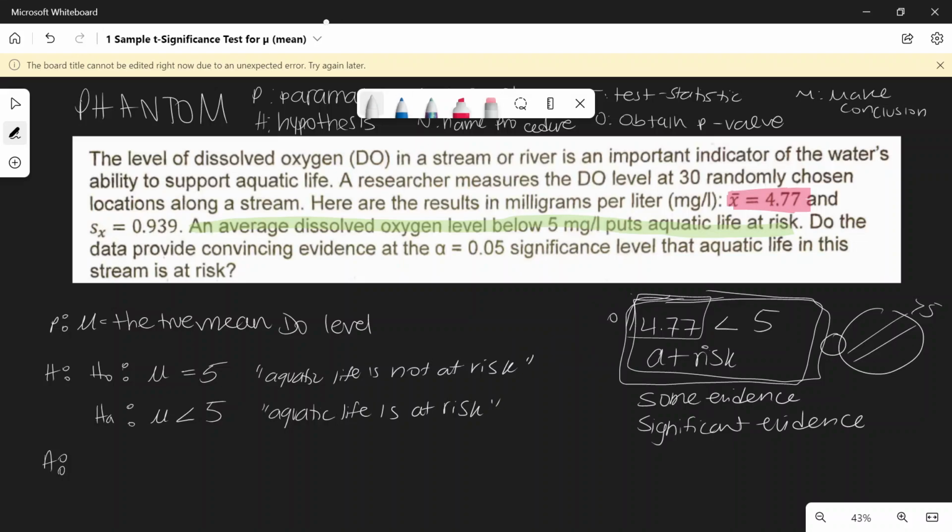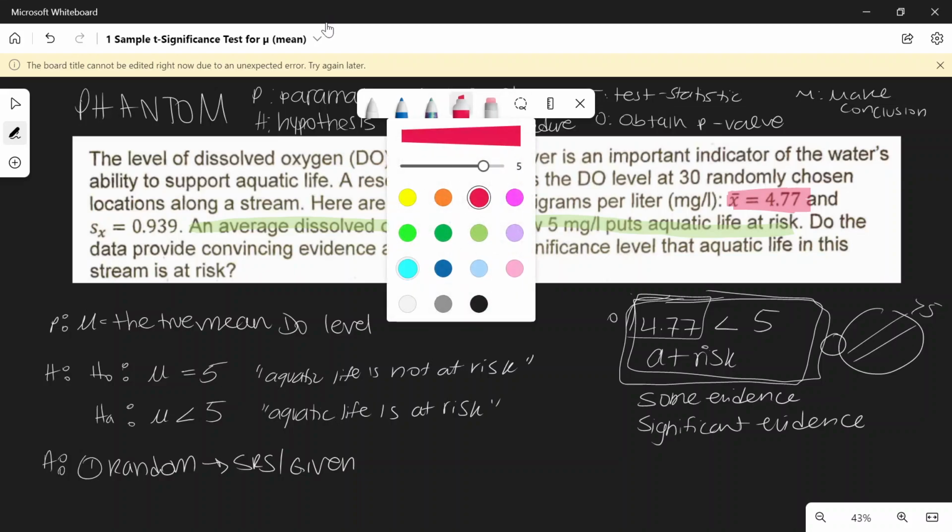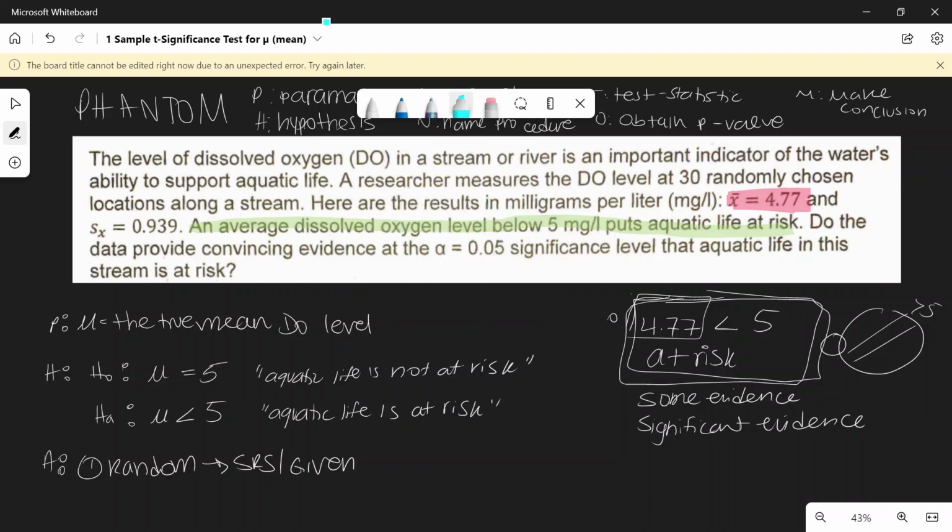Okay, so our assumptions are basically conditions that have to be met. The first one is that the sample has to be random. It's usually a simple random sample, or it's given to you that it's random. In this case, they do tell us that they have 30 randomly chosen locations. So here I'm going to say the condition is met, and then I'm going to provide a little evidence for it.